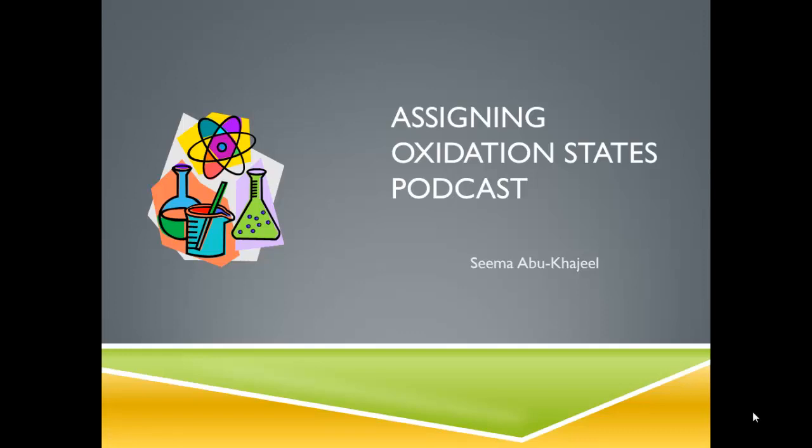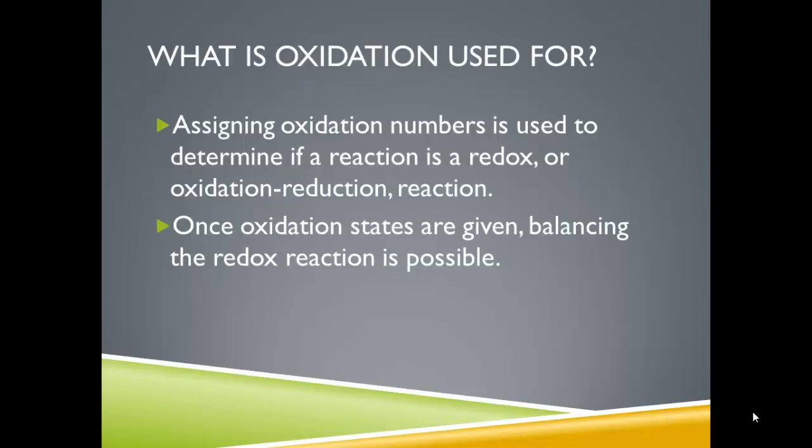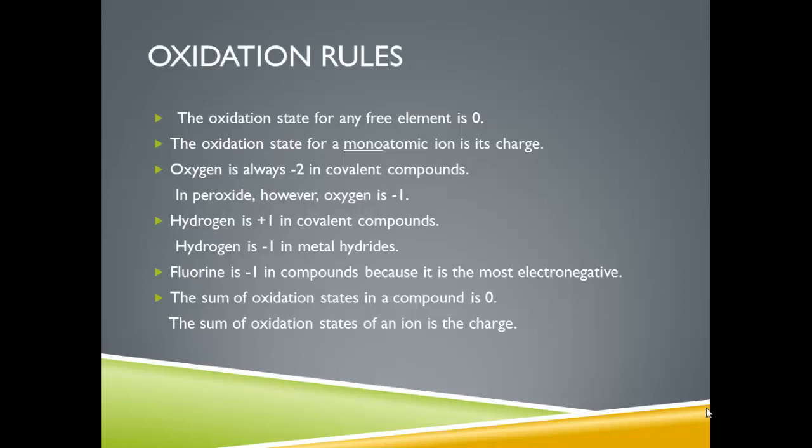In this podcast, I'm going to show you how to assign oxidation states to any free element, compound, ion, or even a reaction. Assigning oxidation states to a reaction helps you determine if it is a redox or oxidation-reduction reaction. If it is a redox reaction, something's always oxidized, which means it loses electrons, and something's always reduced, which means it gains electrons. To figure this out, you'll need to know how to assign oxidation states. There are a few rules, so please pause and write these down.